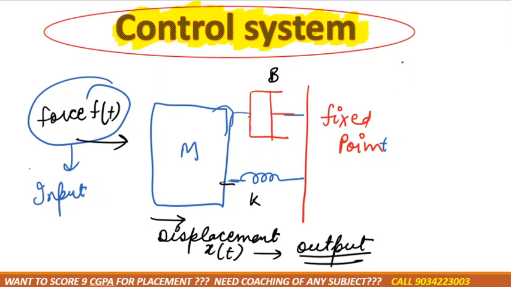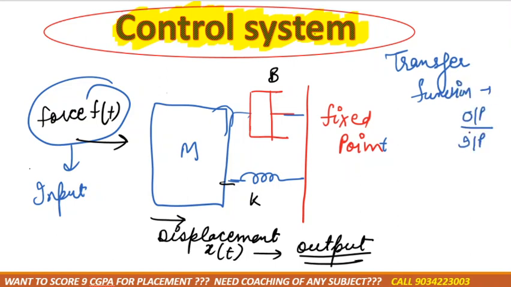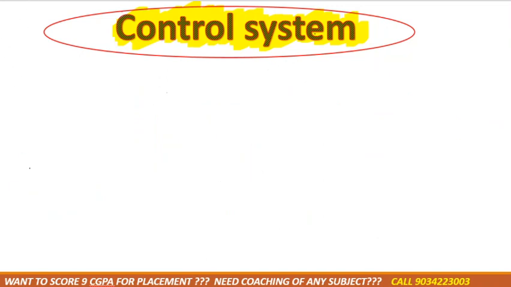Understood? So now in this case they can ask you to calculate the transfer function, and transfer function is always output divided by the input. Okay, understood? Clear?